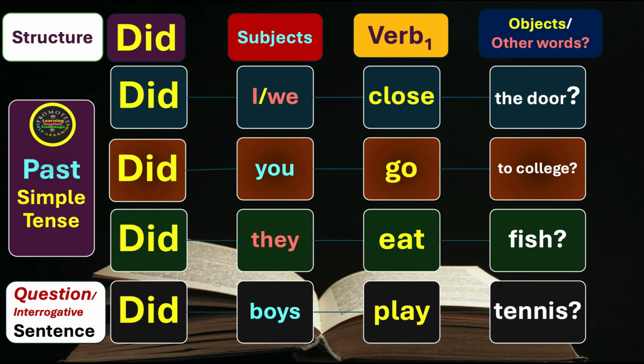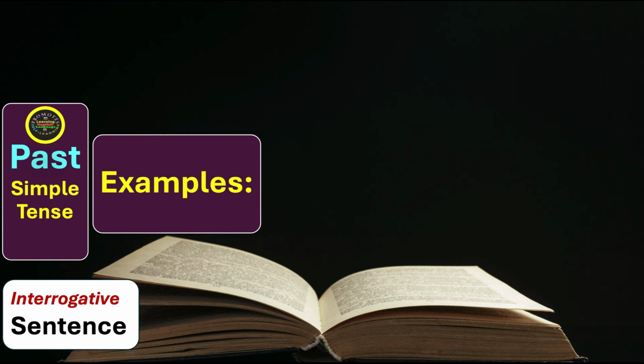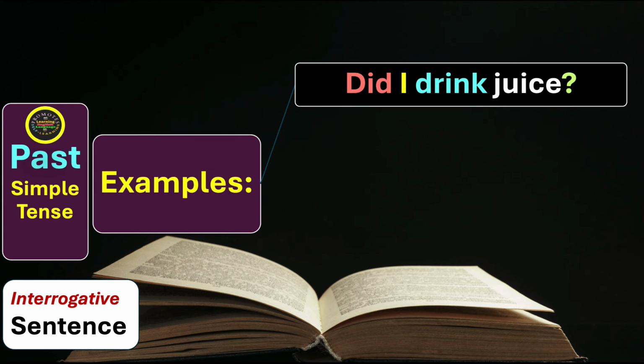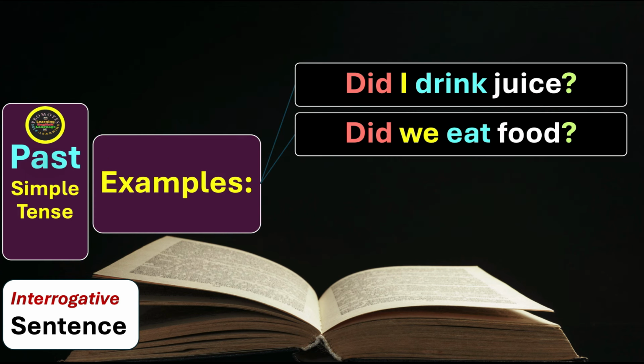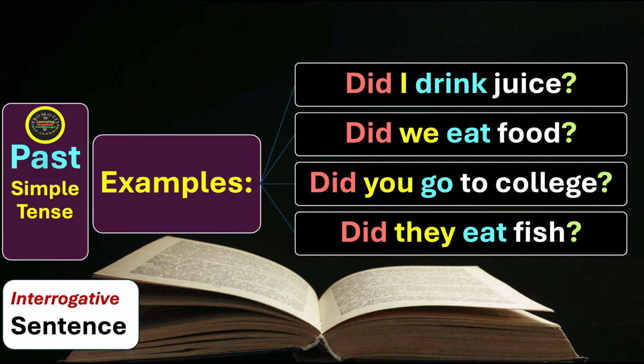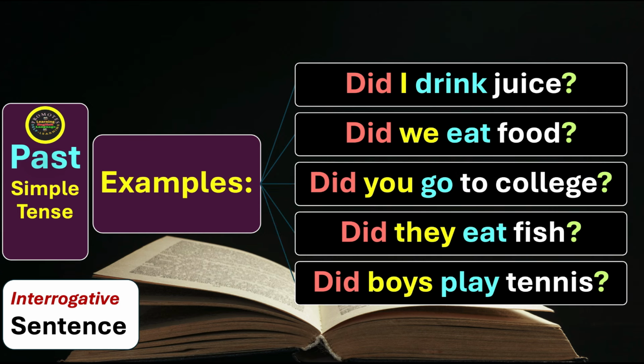What we notice here in all these sentences is that did is used before the subjects. And after the subjects, we use the first form of the verb. We continue with examples of interrogative sentences. Did I drink juice? Did we eat food? Did you go to college? Did they eat fish? Did boys play tennis?